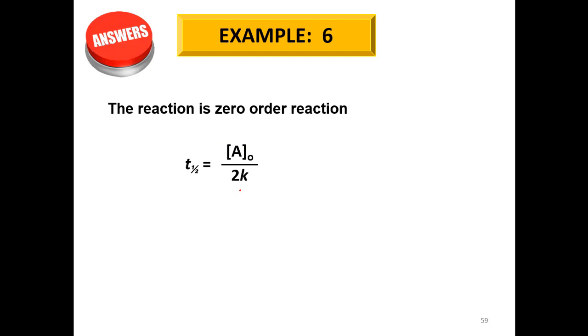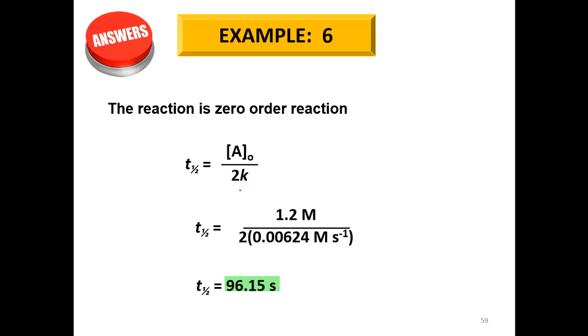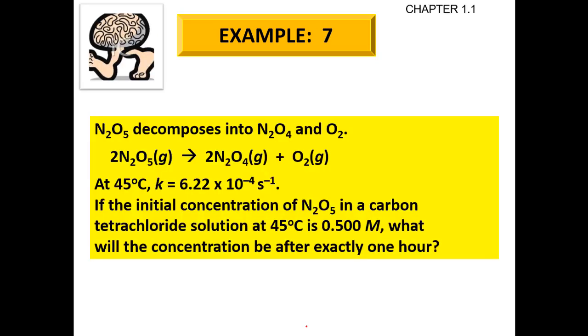Sebab tu saya cakap untuk setiap order you kena tahu equation integrated rate law dia tu, tahu satu untuk setiap order, dan equation half-life untuk setiap order tu, baru kita boleh buat soalan pengiraan. So rate constant dah diberi, initial concentration pun dah diberi, so kita boleh find the time tu, the half-life tu, which is 96.15 second.